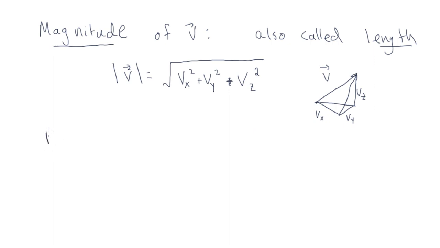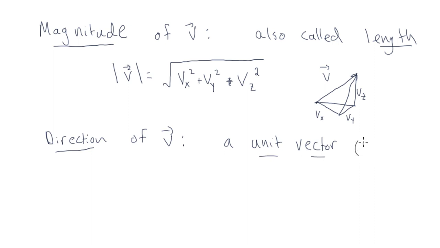And this also gives me a way to talk about the direction of a vector v. And what do I mean by direction? Well, I mean the way that it's pointing, but to be more specific, the direction of v is going to be a unit vector. And what do I mean by unit vector? I just mean that it's a vector of length equal to 1, pointing in the same direction.